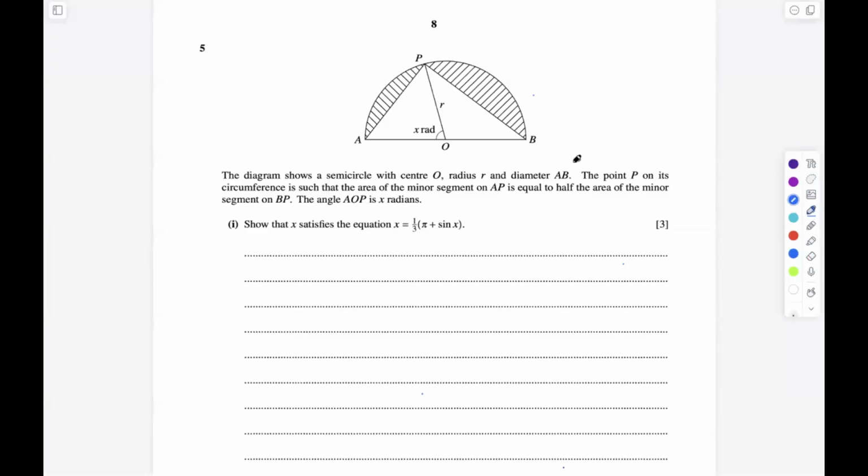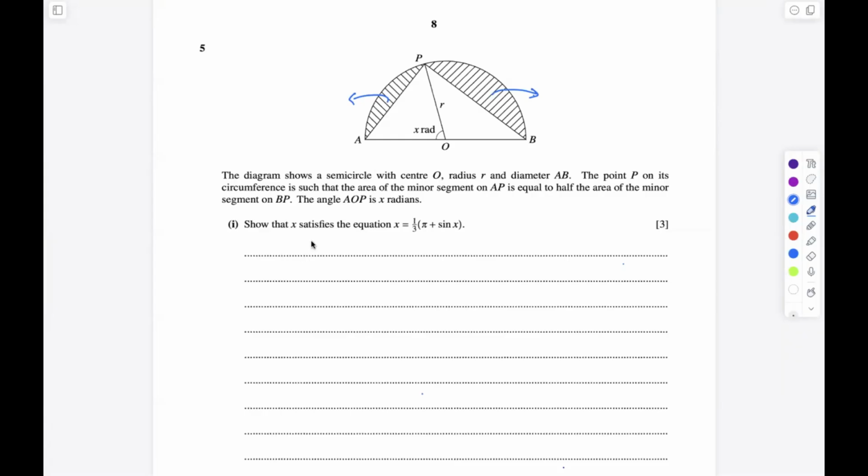In question 5, we have a semicircle with center O, radius R, and diameter AB. The point P on the circumference is such that the area of the minor segment of AP is equal to half the area of the minor segment on BP. It means that this area is basically half the area of this given area. So the angle AOP is x radians. We have to show that x satisfies the equation x equals 1/3 into pi plus sine x.